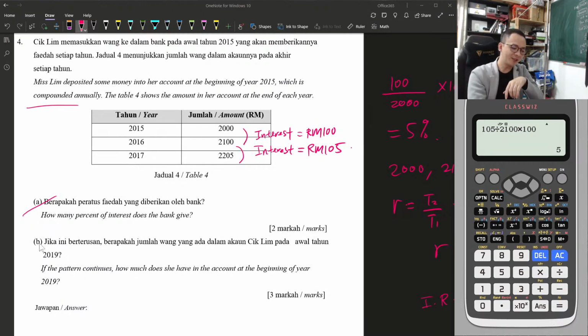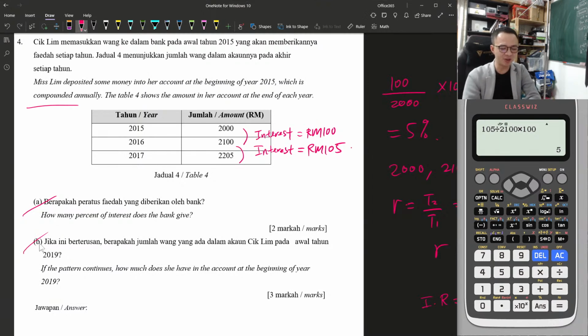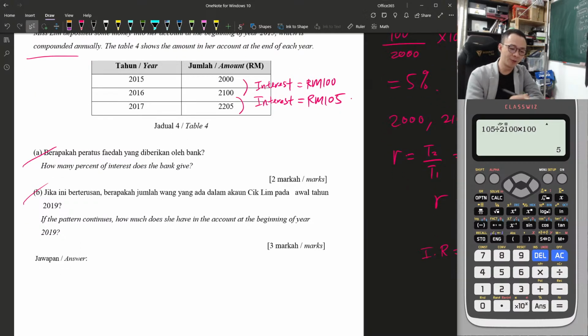Okay. Then the next thing is, if the pattern continues, how much does she have in the account at the beginning of 2019? Okay, so here is 2018. Let's say I call A equals to 2000. Then this is A, or you can call this one T1. Then this is the second term. This is the third term. This is the fourth term. This is the fifth term.